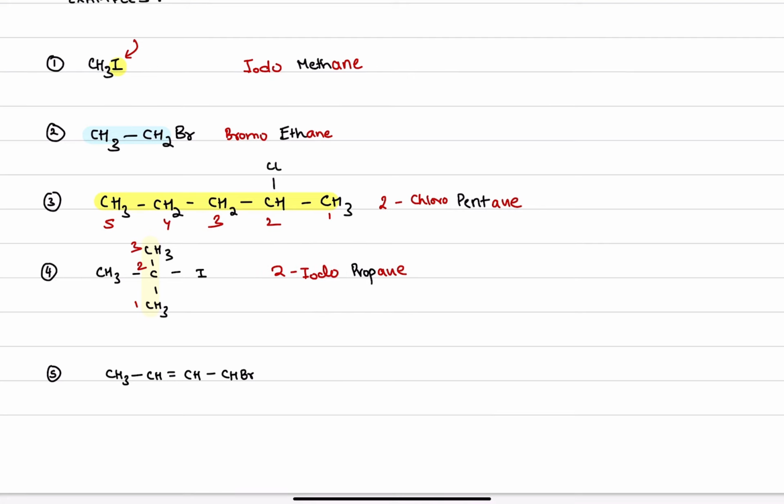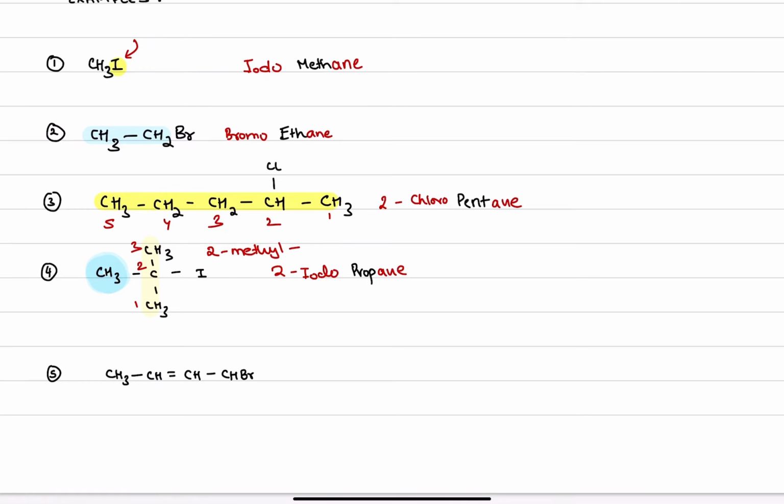Now, there's also one more thing that you need to realize over here, and that is that we also have this methyl group attached. Because we couldn't include this group in our longest carbon chain, we also need to mention this. This is a methyl group which is also attached to the second carbon. You need to tell the person about this. And so the way that we do it is to say 2-methyl-2-iodopropane.